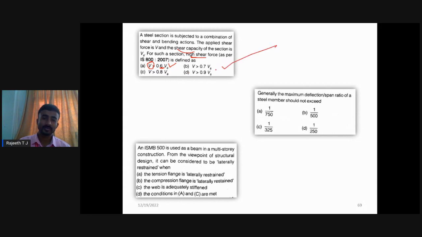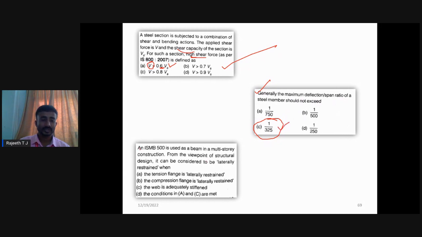This is a 1 mark problem. Next question: generally, the maximum deflection to span ratio of a steel member we should take according to the code as 1/325. In case of RCC, we get 1/300. Here we should take 1/325.